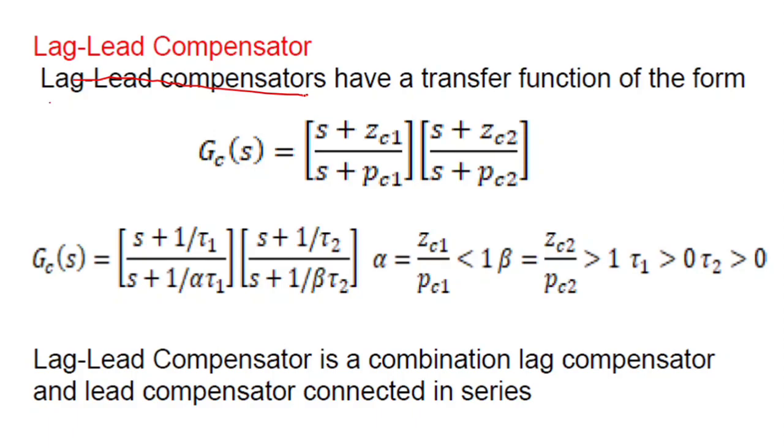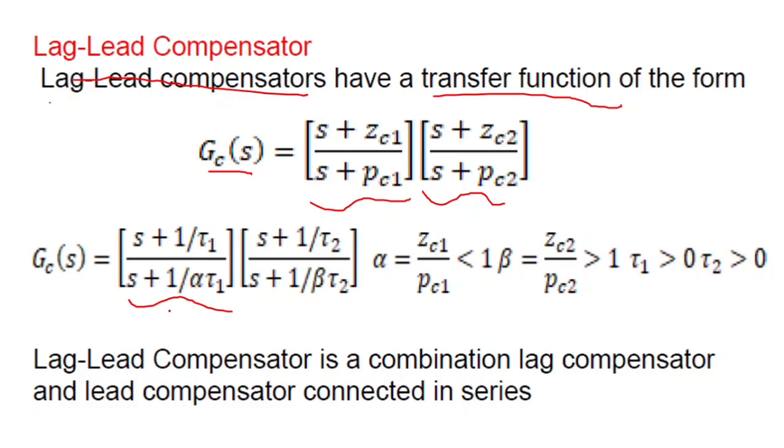And then the s-plane representation of the lag lead compensator has the transfer function of the form Gc(s) equal to, the first part being the representation of the lead compensator and the second part the representation of the lag compensator. So it can be represented as (s + 1/tau1) / (s + 1/(alpha tau1)).